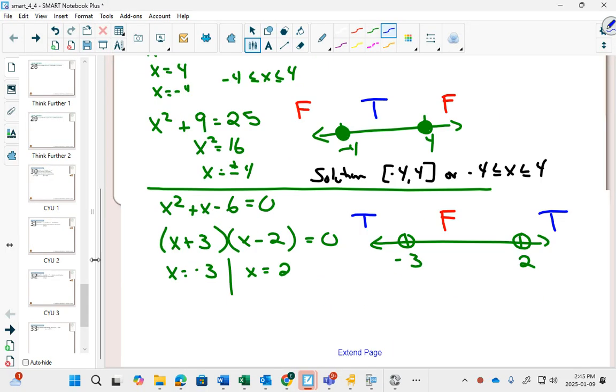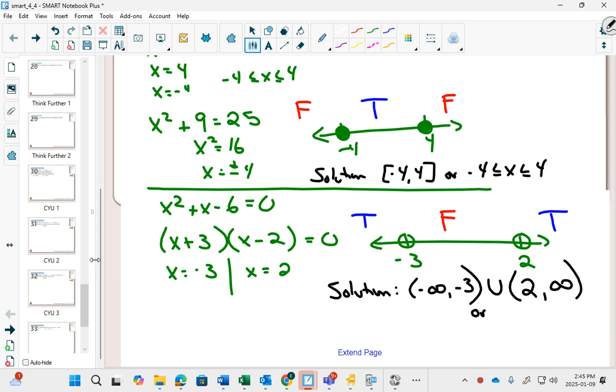So we can write our solution. It's true in two places, so you can either write it like this, negative infinity to negative 3, round bracket because it's not included, and then starting again at 2 to infinity. Or you can write it as x is less than negative 3, or x is bigger than 2. And you have to use the word or, not the word and, because it's happening in this section or in this section.